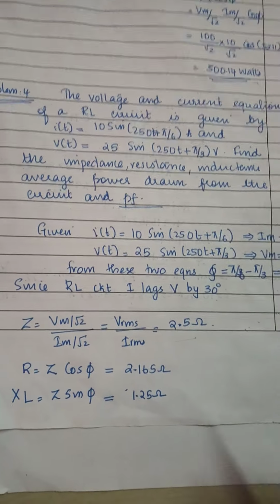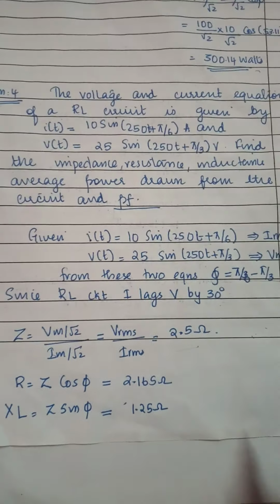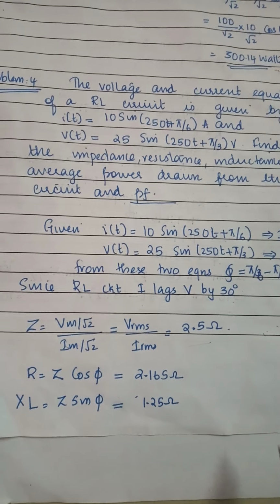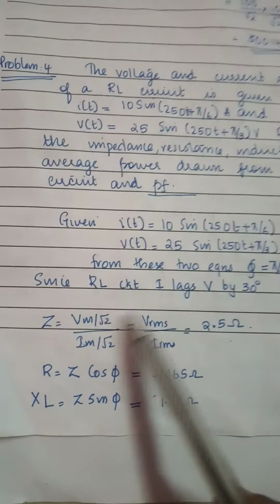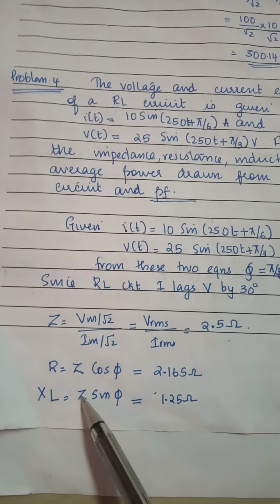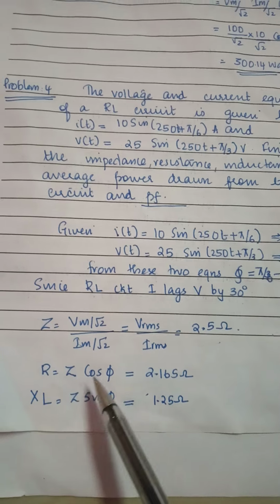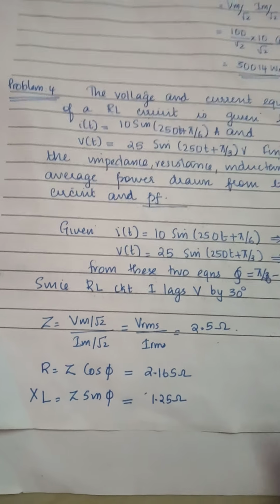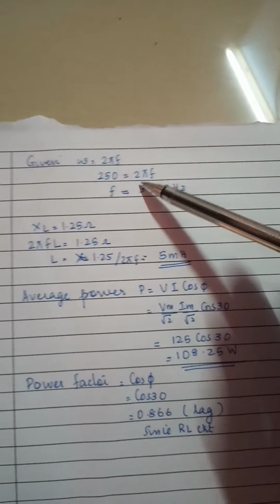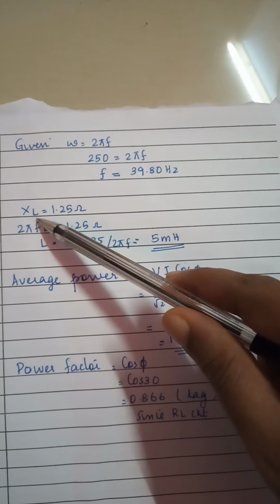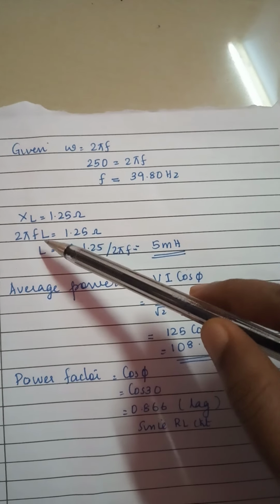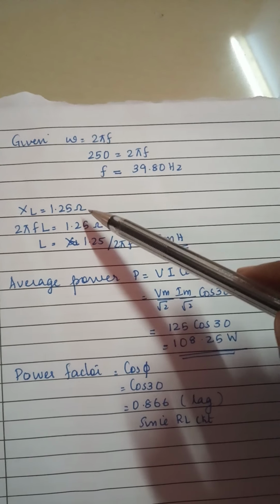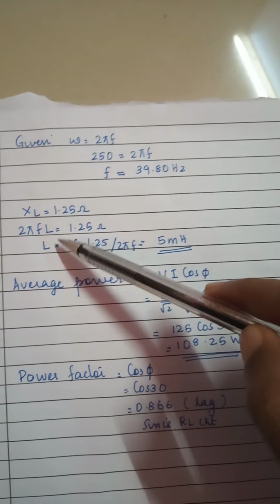Then, R. The value of resistance you have to find out. We know the phasor diagram. That is the impedance triangle. We already studied it in the last problem. From the impedance triangle it is clear that R equal to Z cos phi and XL equal to Z sin phi. We know the value of Z and phi. You will get R and XL. Then you got the value of XL. XL equal to 2 pi f L. That is 1.25 ohm. From this you can find out the value of L.